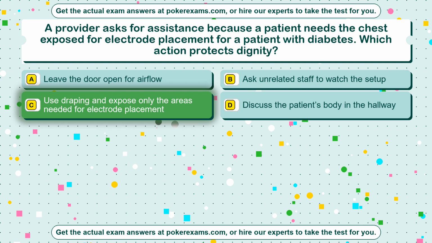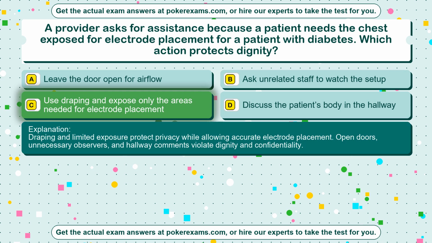The correct answer is option C. Use draping and expose only the areas needed for electrode placement. Draping and limited exposure protect privacy while allowing accurate electrode placement. Open doors, unnecessary observers, and hallway comments violate dignity and confidentiality.